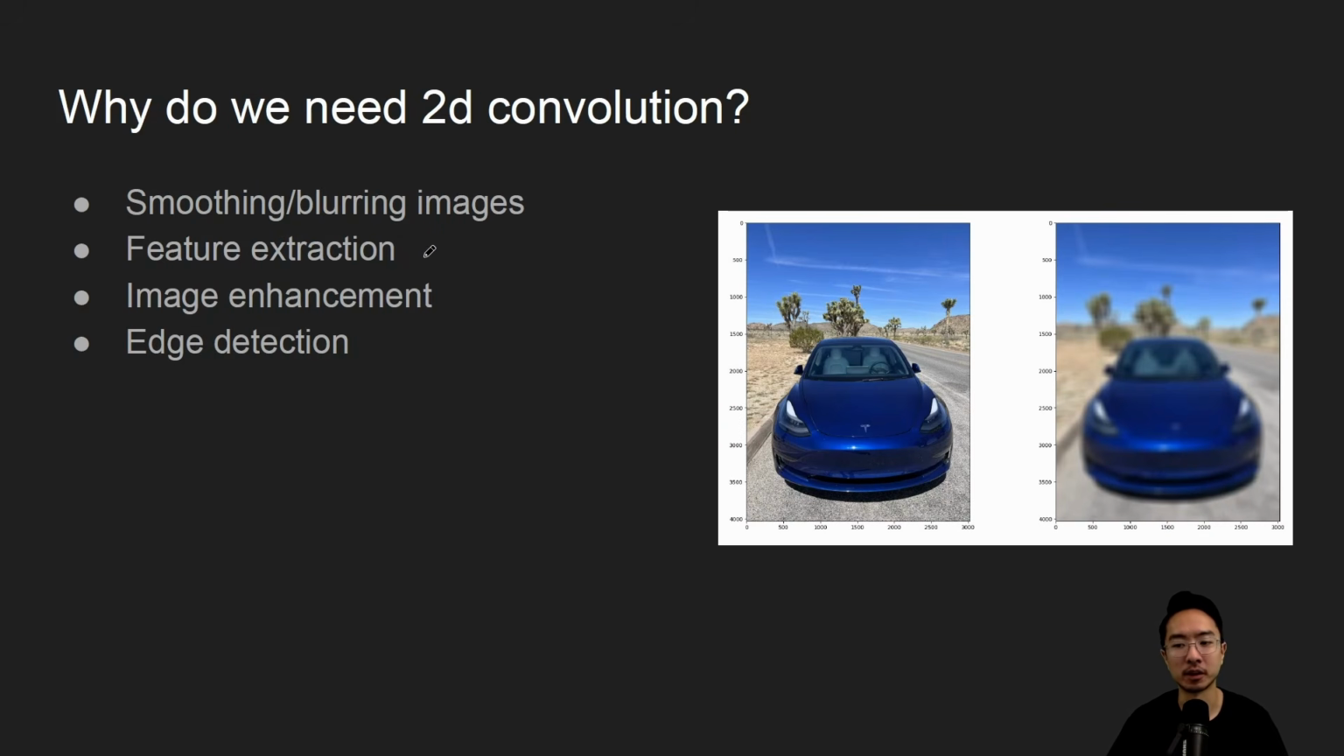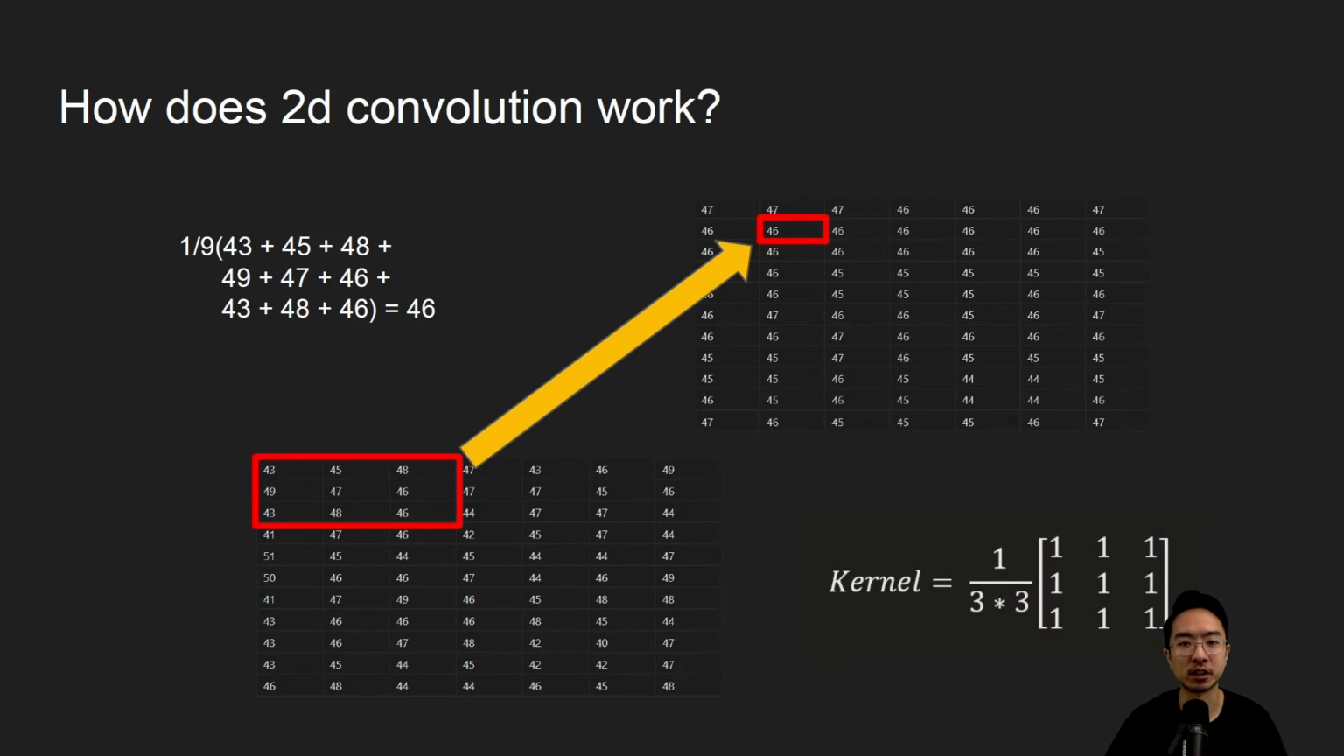One of the main applications is for smoothing or blurring images. This is an example here where we're blurring the image. It might be good for feature extraction, image enhancement, edge detection. Whenever there's a kernel and you want to slide the kernel across the image to produce a new image, we will need 2D convolution. So how does 2D convolution work?